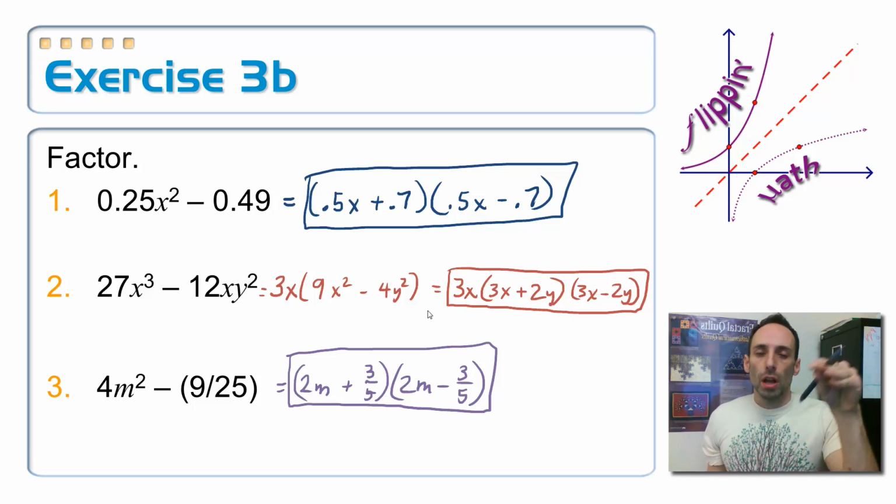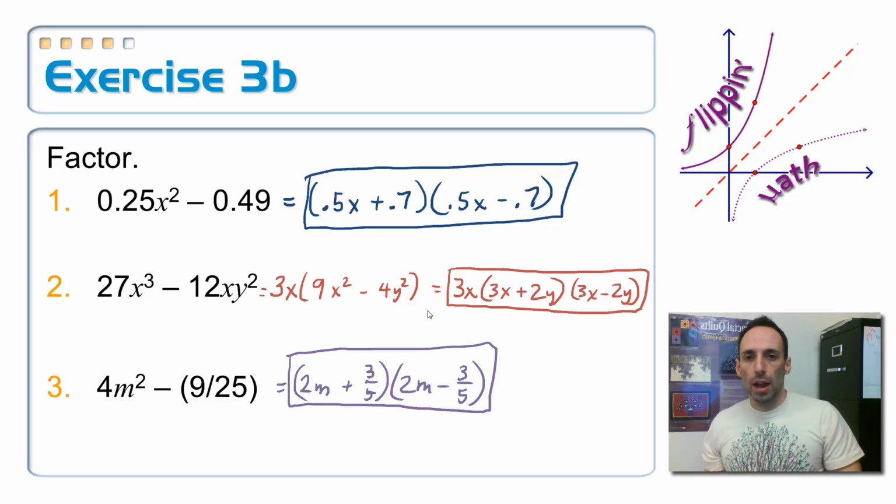Okay, so there's still a little bit more work to be done on the binomials. So the next video is going to check out cubes.